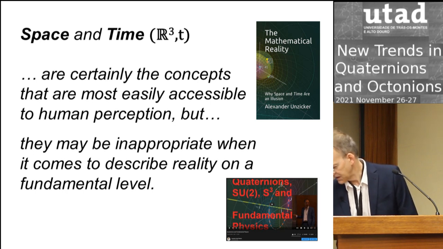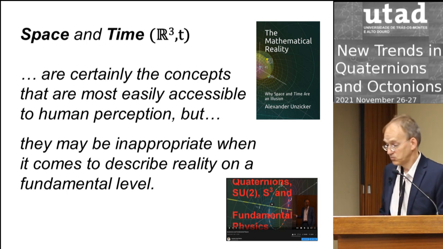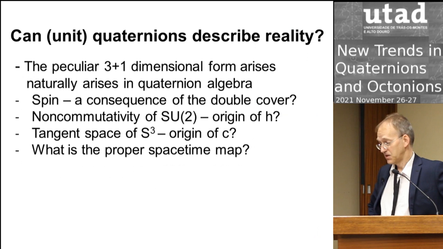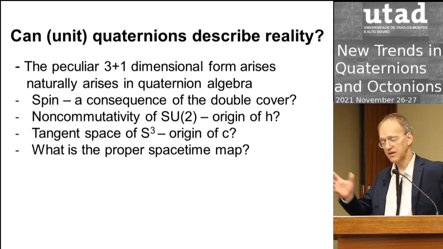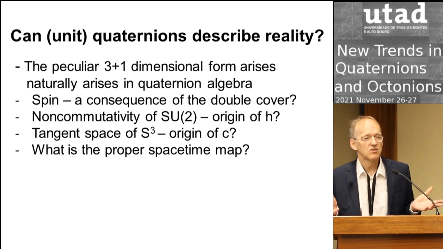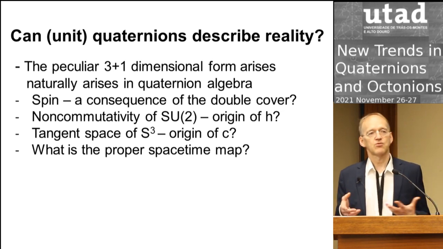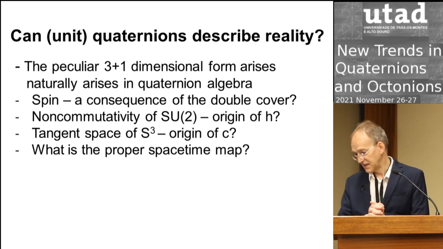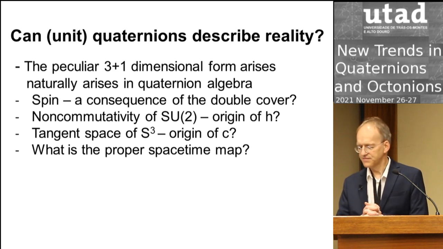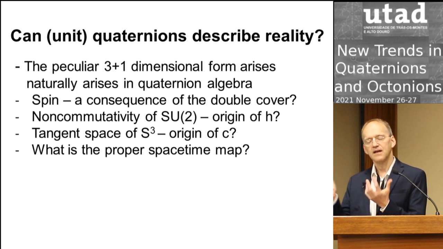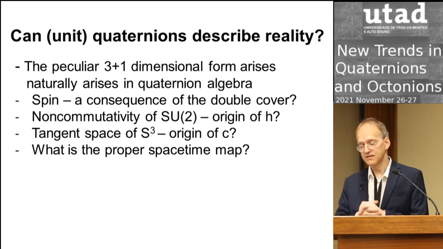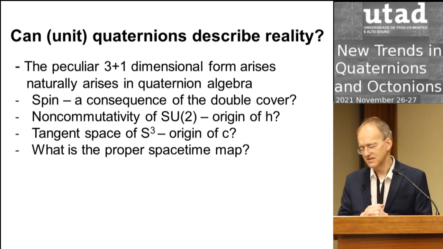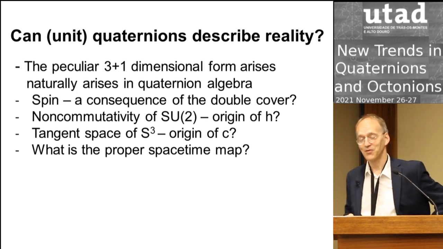And I addressed these, this was a little bit a repetition of last year's talk. And so, again, we end up with a lot of questions. Can unit quaternions describe reality? The peculiar 3+1 dimensional form arises naturally in quaternion algebra. Spin is something very intriguing. I talked about this last year. There is no reason why spin should exist in first place, except that it naturally arises from SU(2), or the unit quaternions being a double cover of the rotations in three-dimensional space. So there are a lot of hints and seemingly interesting connections here, but it's very difficult to phrase all that in a technical language. And as I said, I'm asking the help of mathematicians.